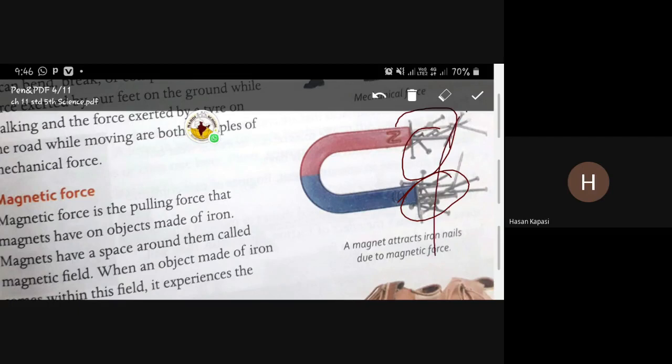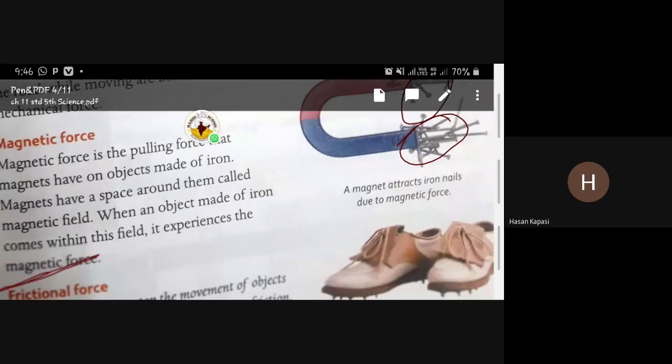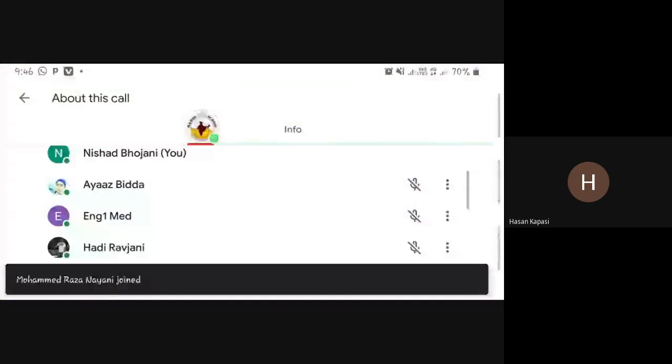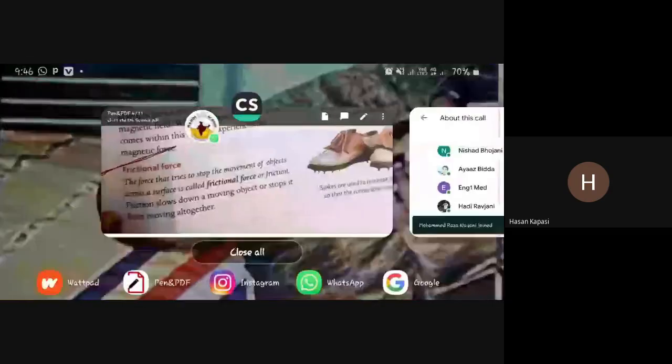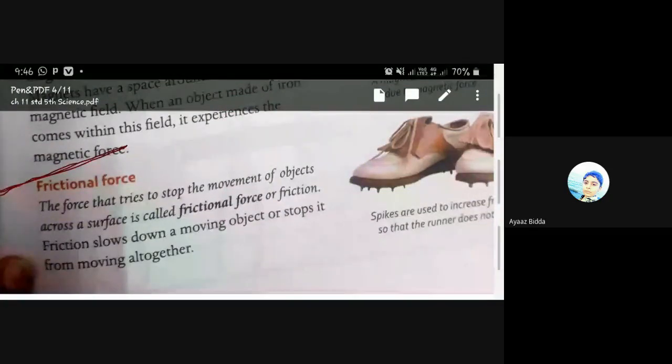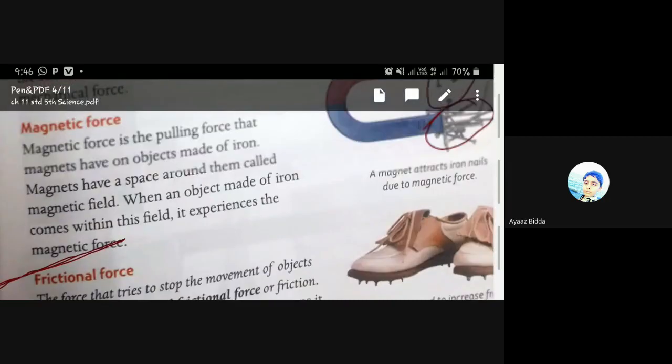Now the main and most important is frictional force. Yes, yes, Ayaz Bida. Ayaz, can you read it for me? Yes, ma'am. Read.